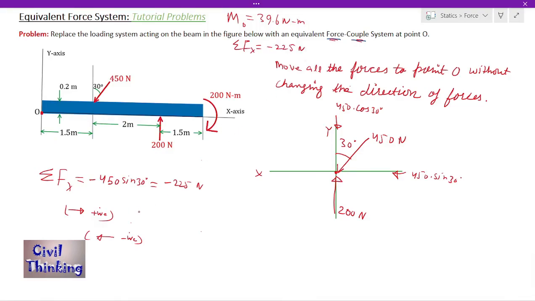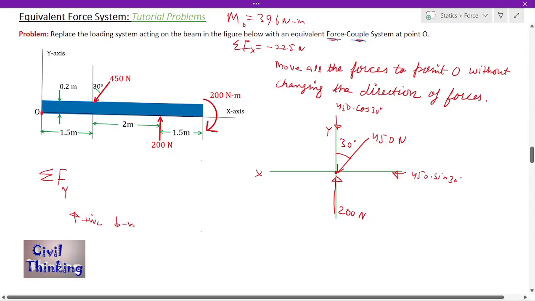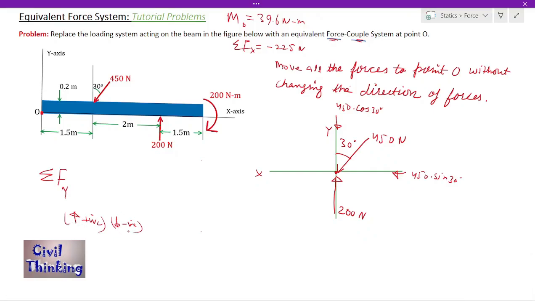Okay, now let me find the summation of forces on the vertical axis, the y axis. Let me erase this first. Summation of forces on the y axis, the vertical axis. We have to add all the forces on the vertical axis, assuming the upward forces are positive and the downward forces are negative. Okay, now it's your choice. You can choose the upward forces as negative and downward forces as positive. It's your choice. Now as you can see, on the y-axis there are only two forces.